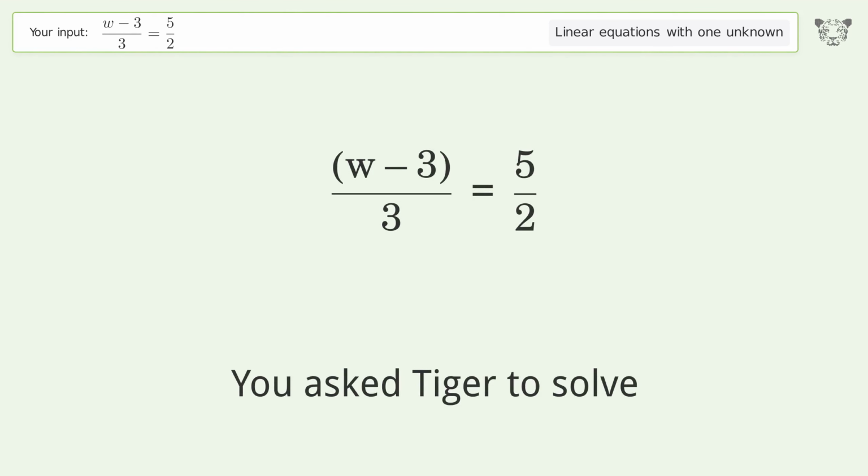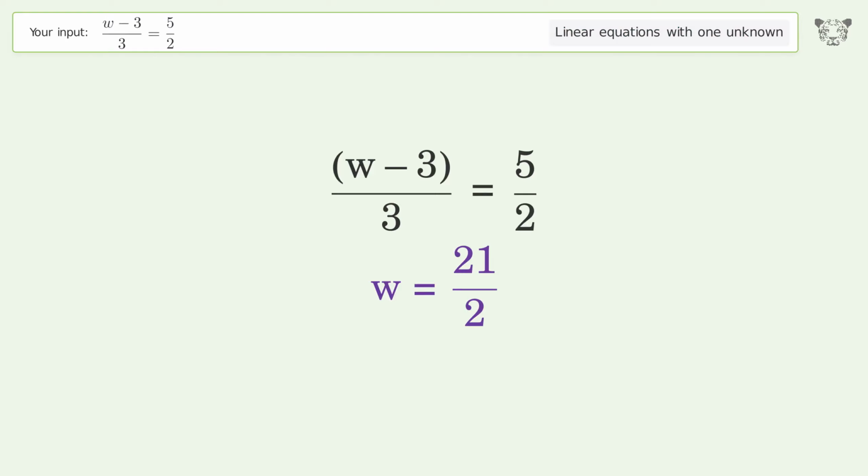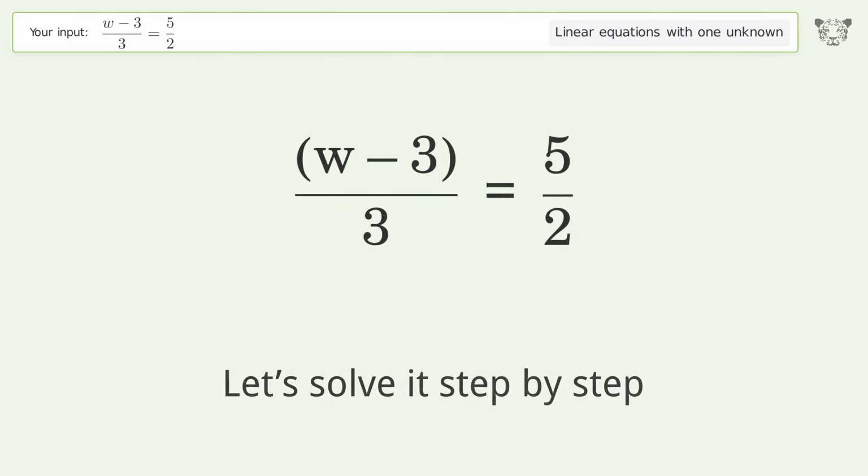You ask Tiger to solve. This deals with linear equations with one unknown. The final result is w equals 21/2. Let's solve it step by step.